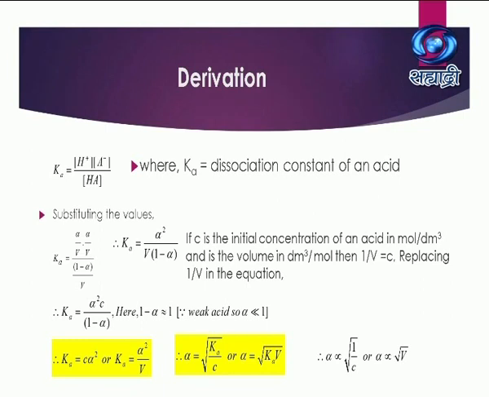Now if C is the initial concentration of acid in moles per dm cube and V is the volume in decimeter cube per mole, then 1 upon V is called C, that is concentration.